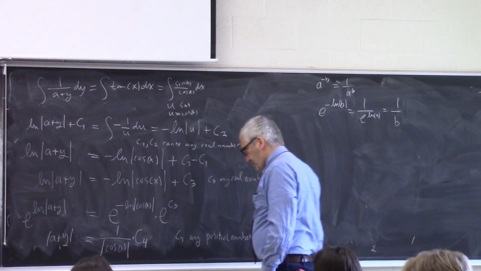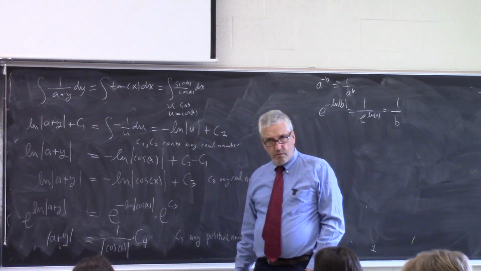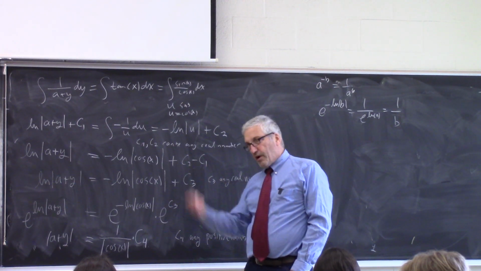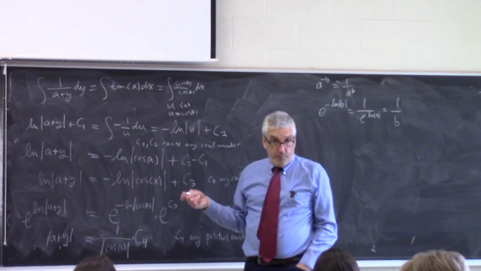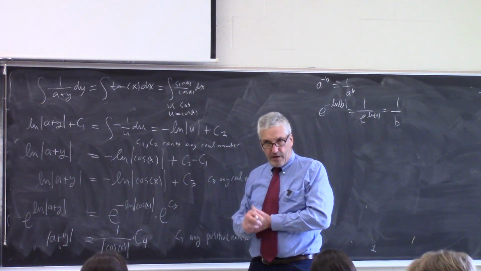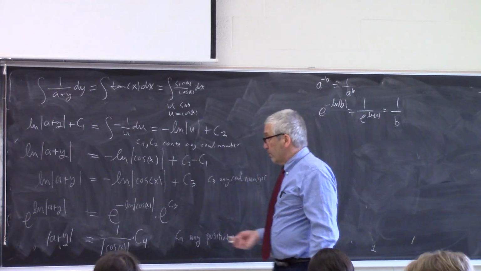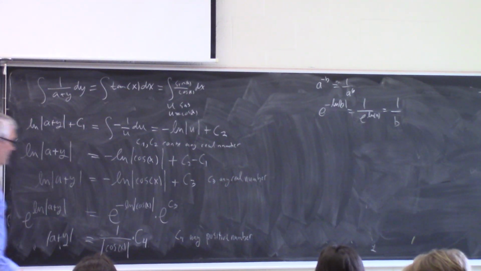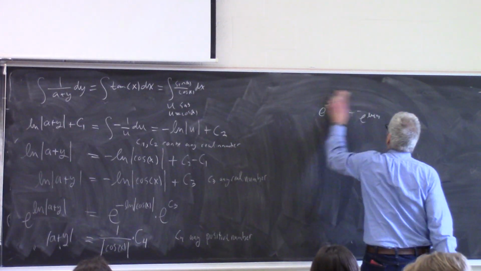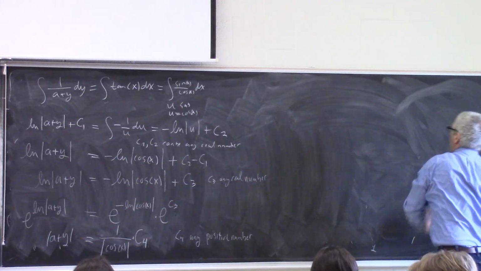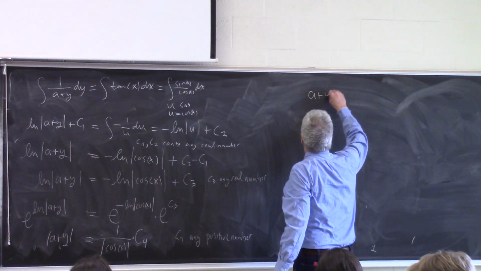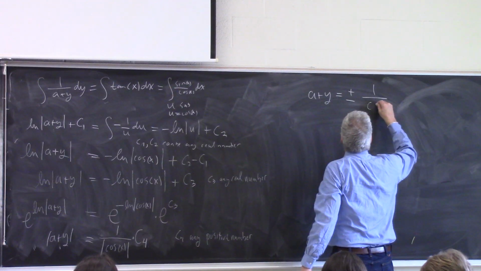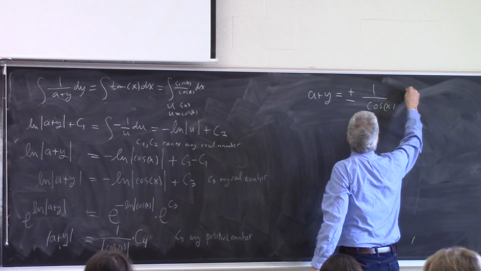Now, what about those absolute values? What's going on with that? Well, normally, if we know something is positive, we can chuck the absolute values. If we know something's negative, we can just chuck the absolute values and put a minus sign on the thing inside. But if we don't know, well, shoot, then we're kind of stuck. So all we can say is that a plus y is equal to plus or minus 1 over cos x times C4.